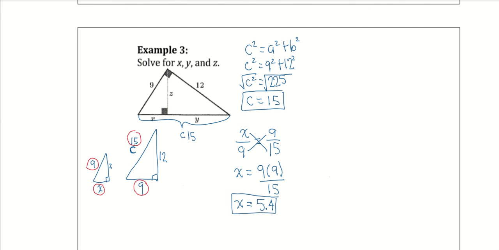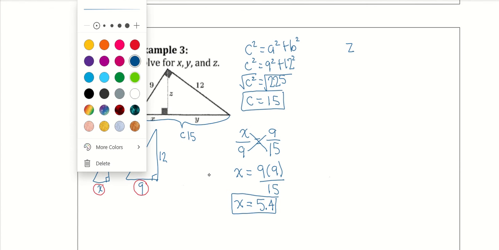Okay, now to find z, it's totally your choice how you would find z. We can find z by doing Pythagorean theorem again, or you can set up another proportion. So we have x, let's find z, and then we'll have to actually go back and fill in y. So for z, I'm going to use a different color now.